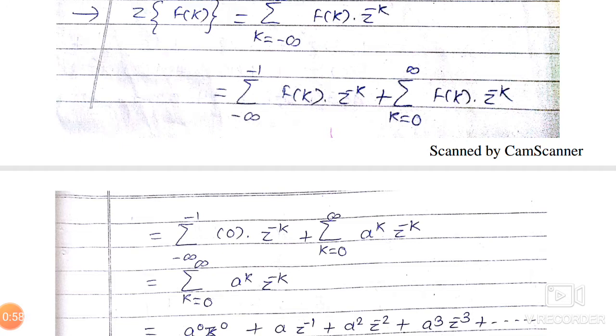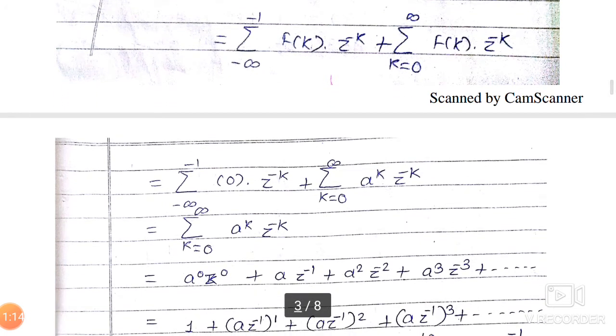0, f of k is what? A raised to k into z raised to minus k. So in this step, first term automatically 0, so what remains is summation k is 0 to plus infinity a raised to k z raised to minus k. Now you can easily simplify this summation. Can we write all the terms of this summation by substituting the value of k? So let's substitute the first value, k is equal to 0.